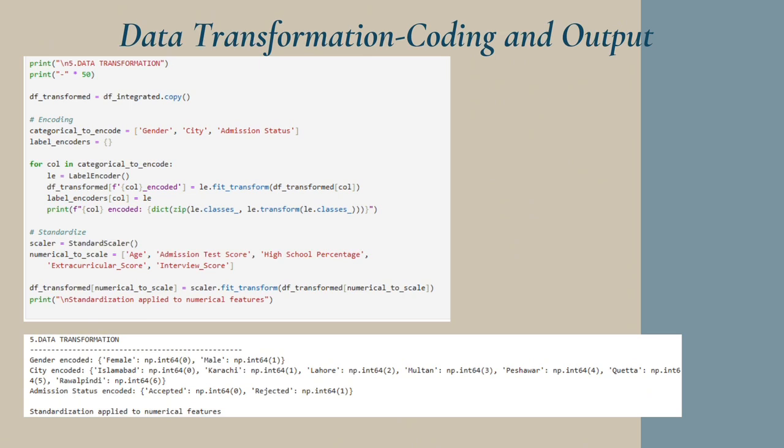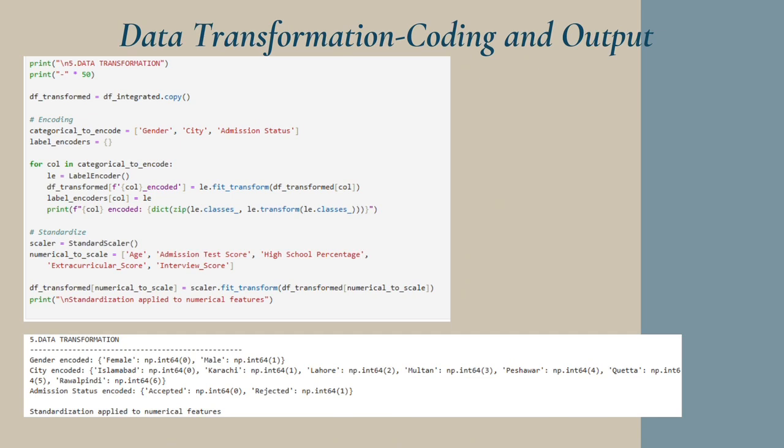Next, we go to the label encoding process. In the coding, categorical_to_encode equal to a list of gender, city, and admission status. label_encoders equal to curly brackets. In this part of the coding, we identify 3 categorical variables for conversion to numerical format.